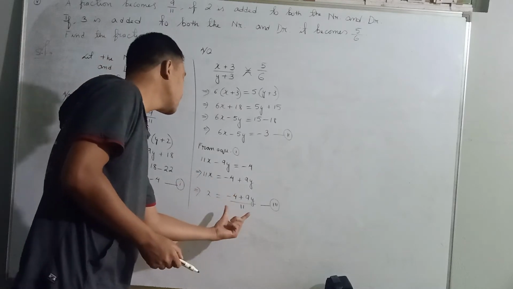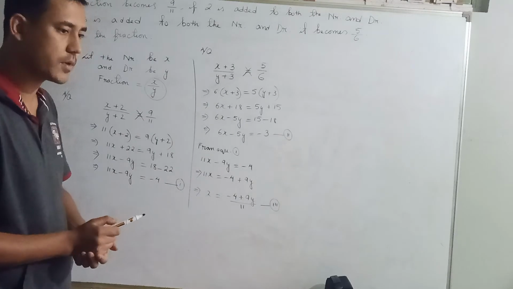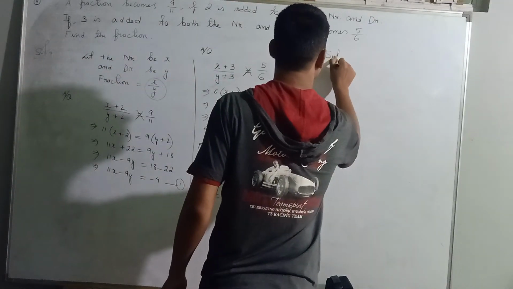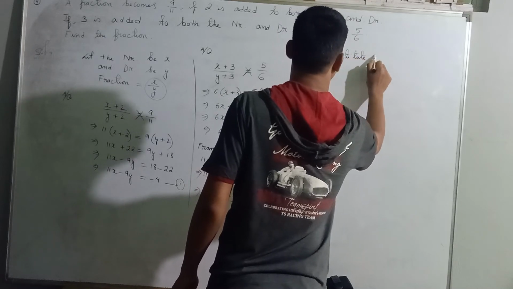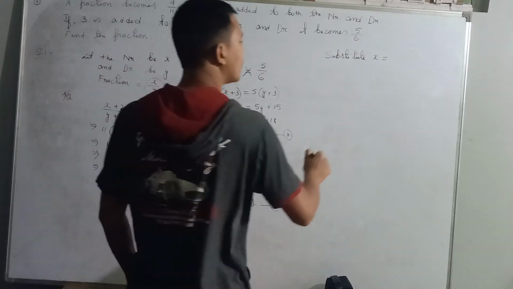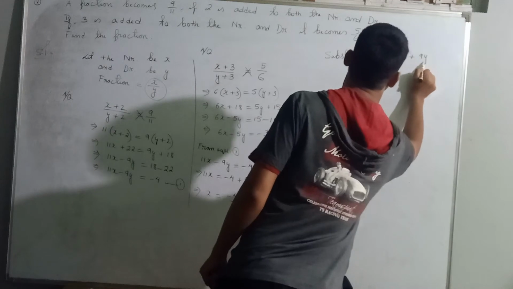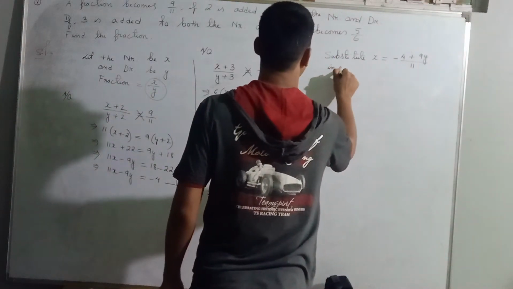Alright. Now what we do? We will substitute this value of x in the other equation, equation 2. So substitute x is equal to minus 4 plus 9y upon 11 in equation 2.